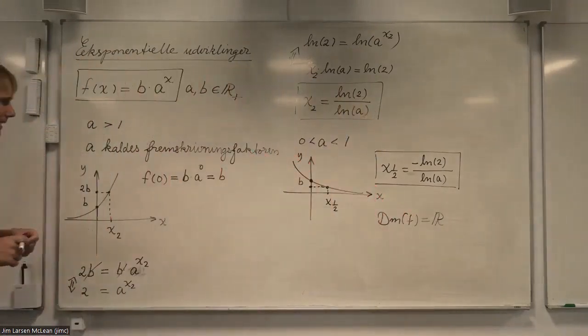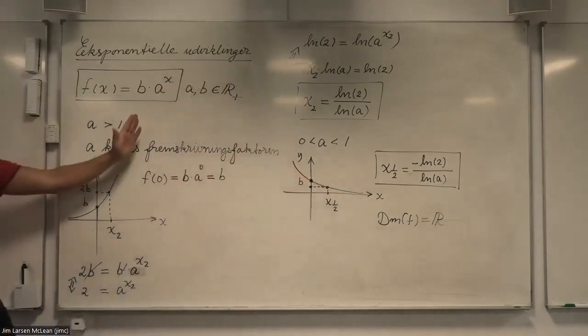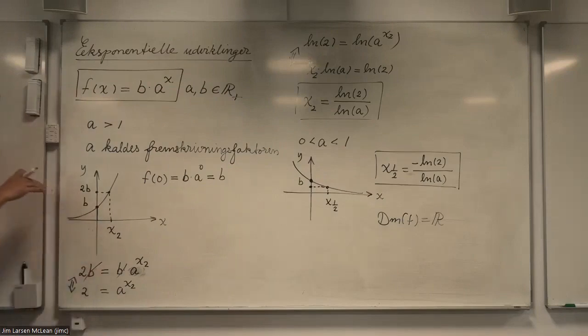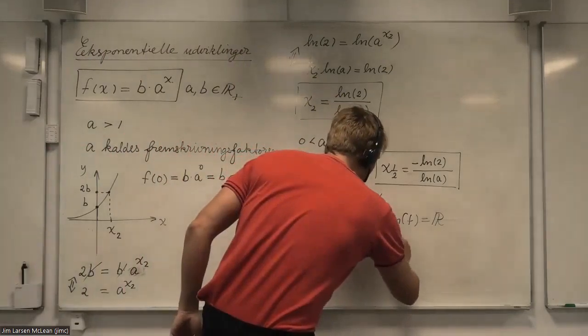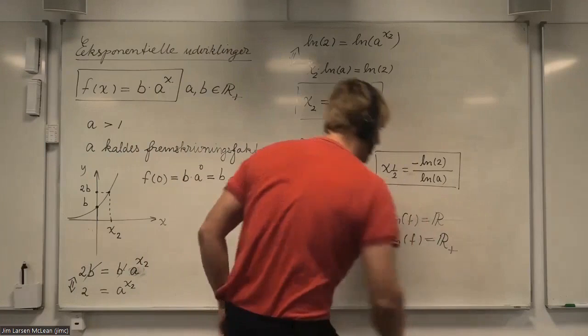But note that when you look at the graph, regardless of whether it goes this way or that way, it stays entirely above the x-axis. Nothing goes below the x-axis. So the only y values that can come out are all positive. So the range for exponential growths is all positive real numbers.